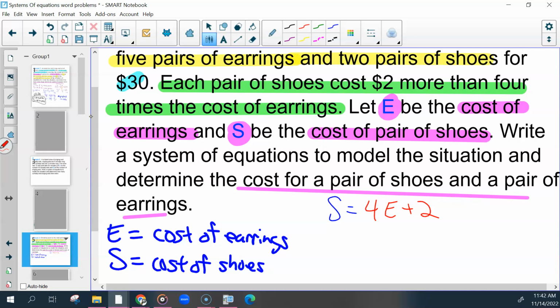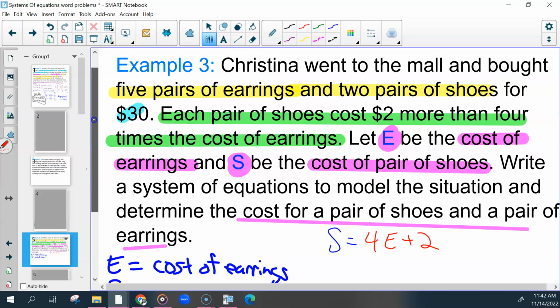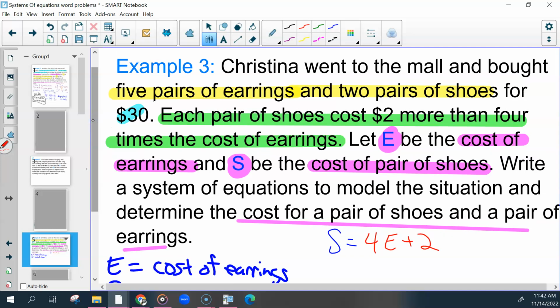Everything in yellow/blue is going to be used for our second one. 5 pairs of earrings and 2 pairs of shoes for $30. How would we write that? Are we okay? Okay. I don't know. How would we write that? Using that same format as before, the AX plus BY.